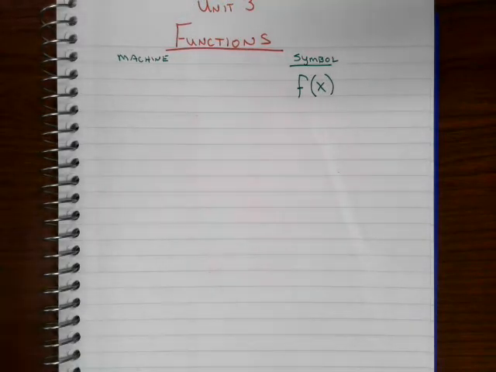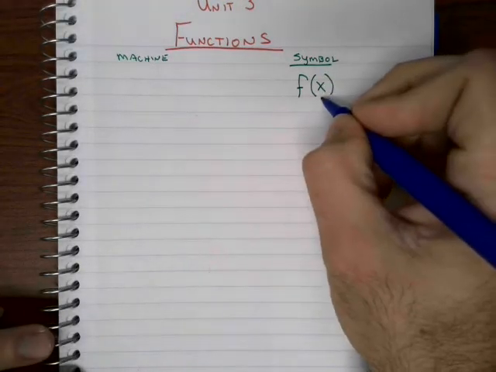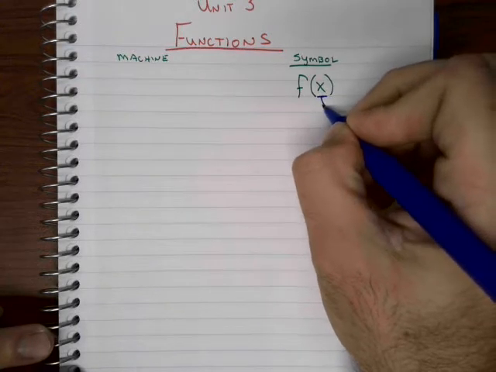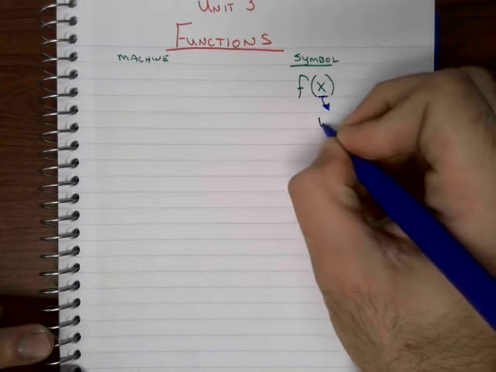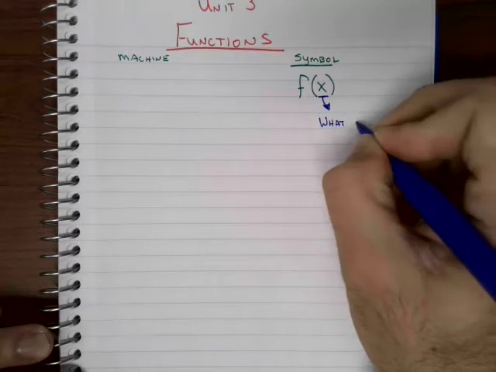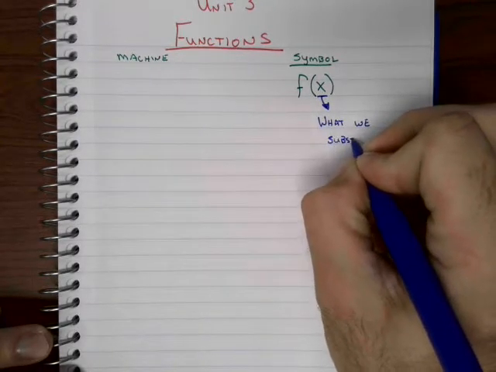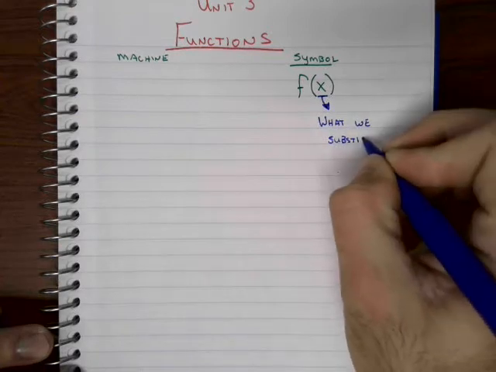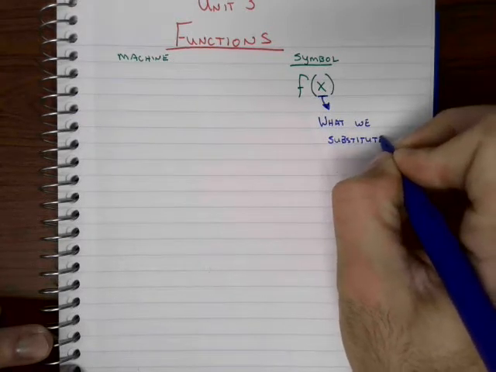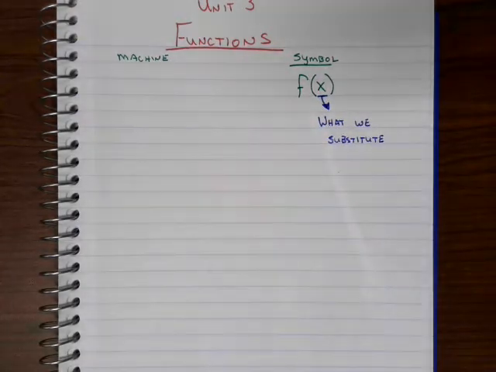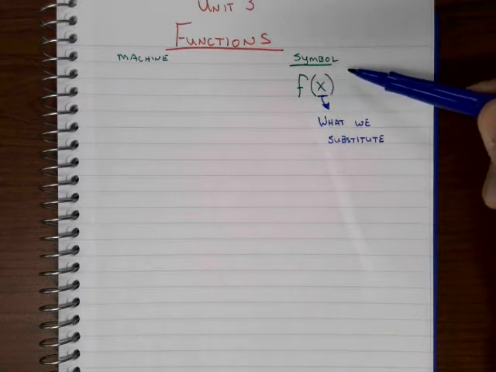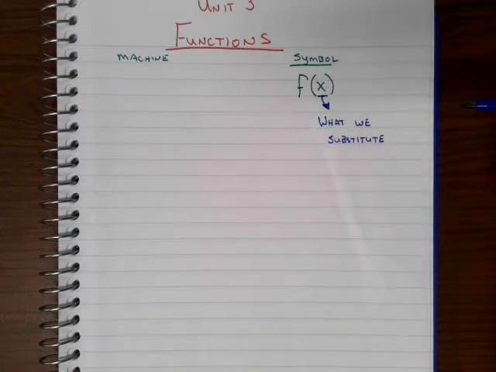So you're going to see this symbol f of x, okay? And whatever is inside this x portion right here, this is what we substitute. Whatever's inside those parentheses, that x is what you substitute. This basically means x equals whatever's inside of these parentheses.